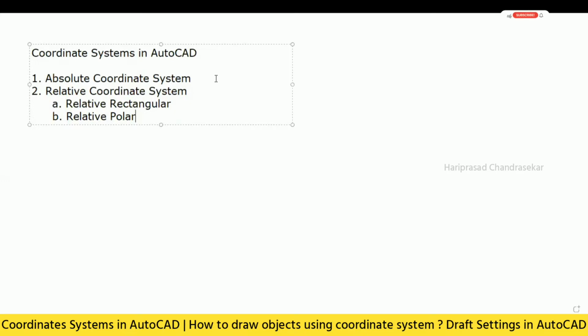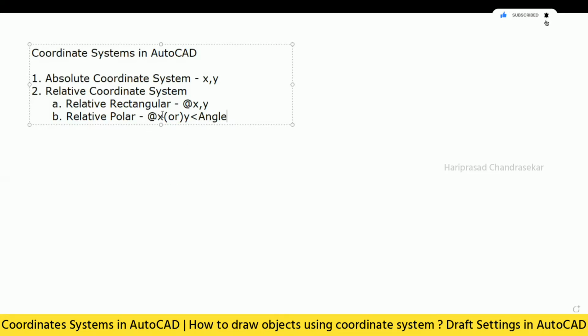Now we will see what is the format for the absolute coordinate system. The format is just like the graph that we used to draw in mathematics, x comma y. But in relative rectangular, we need to put the at symbol and then x comma y. For relative polar, we need the at symbol and then x or y, which is like a distance. Then we must have the less than symbol and then the angle. This is the relative polar syntax.